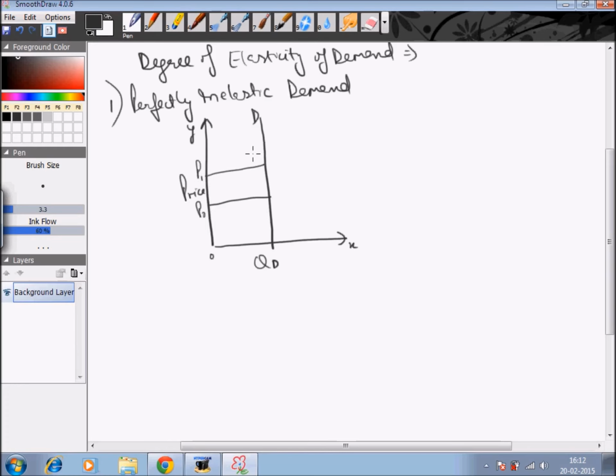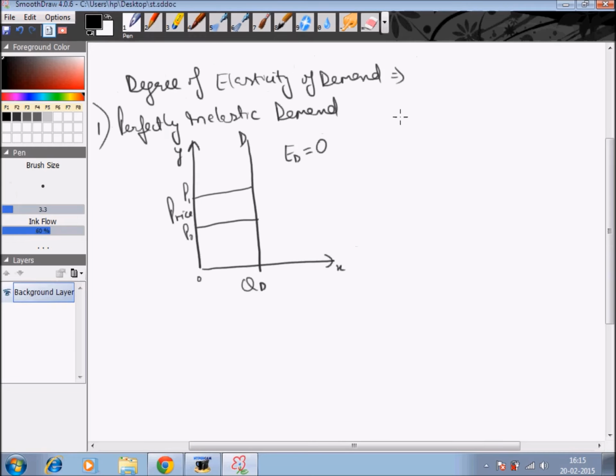This particular thing we find in case of necessities, the consumption of which the consumers cannot avoid. If the prices of such commodities change, the consumer has no option but to buy them at high prices. So the demand of these commodities remains the same. We illustrate it as elasticity of demand equals 0.